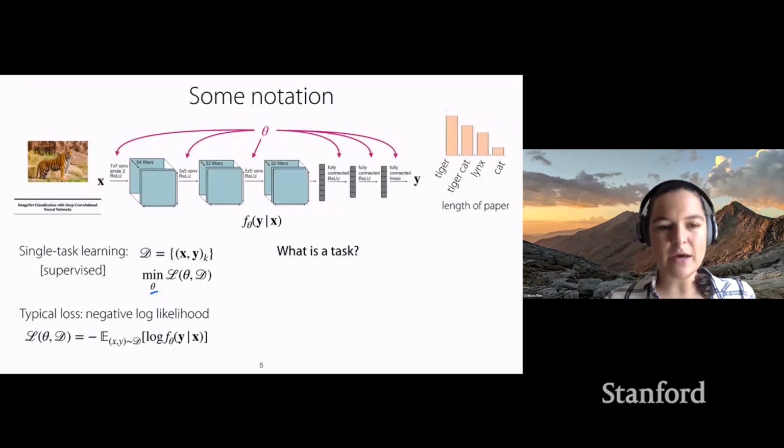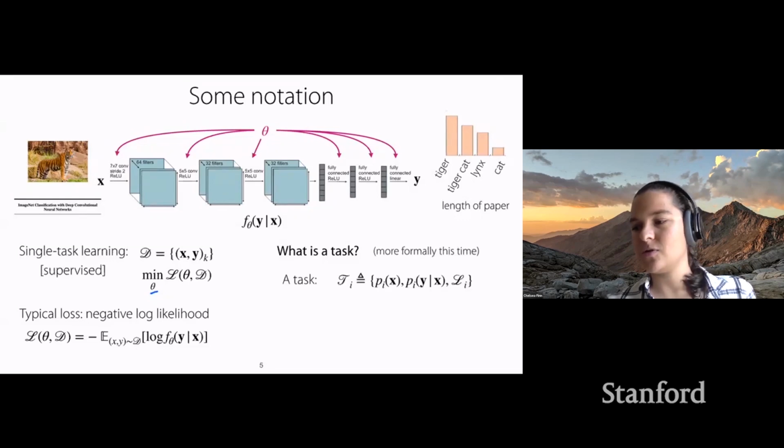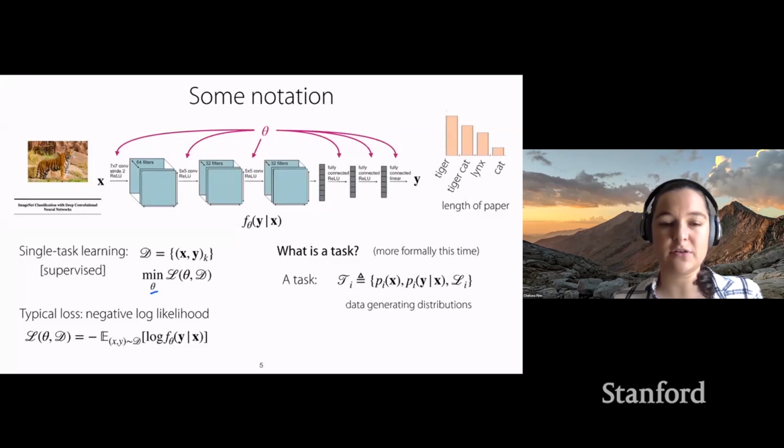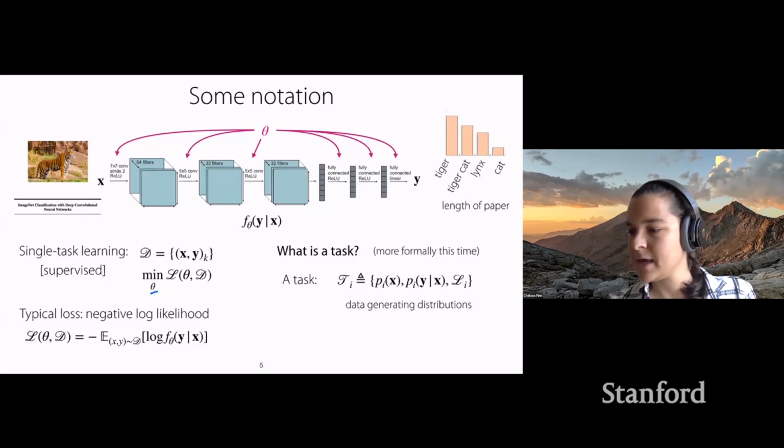Okay, so now let's revisit the question of what is a task, and this will allow us to set up the multitask learning problem. We'll talk about this a little bit more formally than what we did last lecture. We'll define a task as a set of three things: p of x, p of y given x, and the loss function. These distributions p represent the data generating distributions, and i is indexing the task.